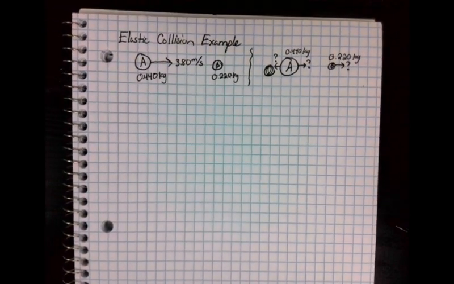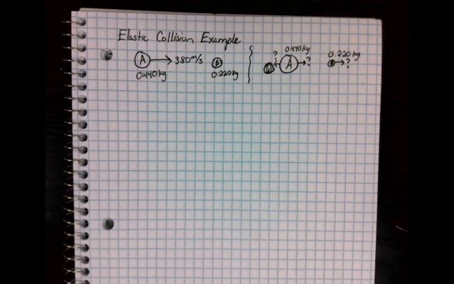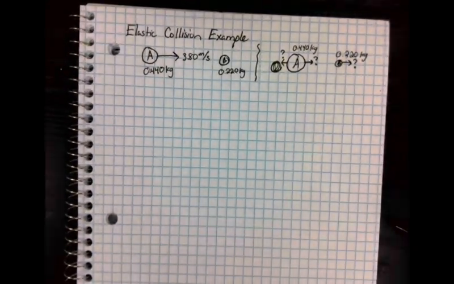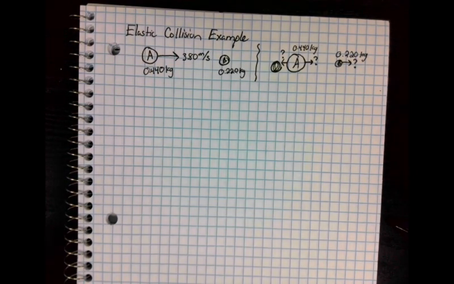What's going on, everybody? Mr. Diamond, and I have, in fact, found my calculator, so I'll actually be able to work out these problems with you. We're going to be working out the elastic collision example.